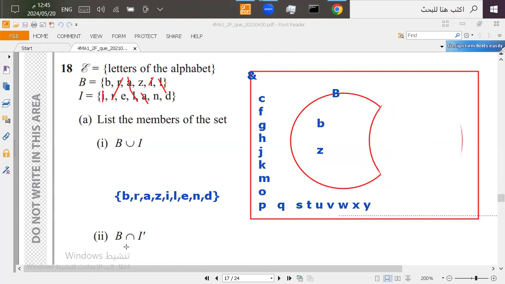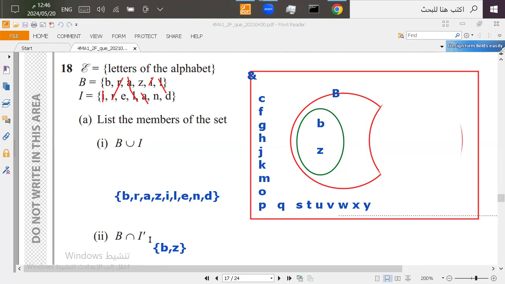This is I complement. And intersection with B means the letters that are at the same time inside B. So the letters outside of I at the same time inside of B. Which letters are they? Very good. It means these letters, which is the B and the Z. So the answer for this question is B and Z. So we use sets like this, and it's B and Z. We understand the idea because it's the intersection between B and I complement.